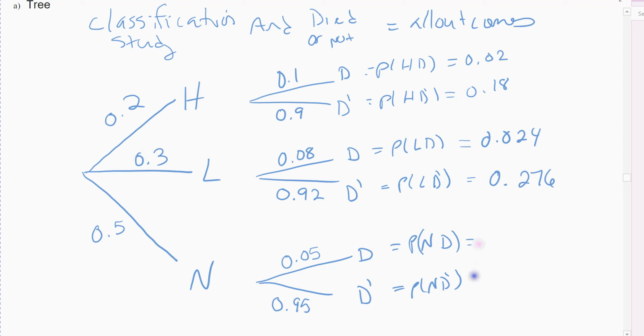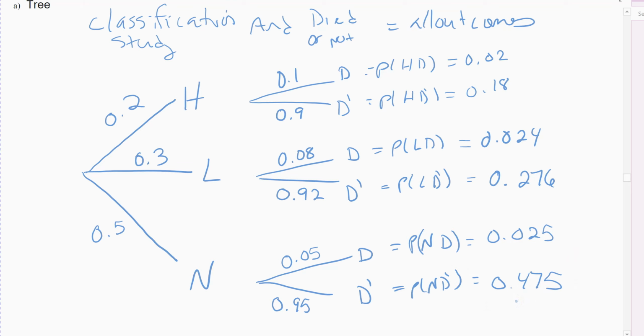All right, then the last one are those who didn't smoke. So 50% times our 0.05 would be 0.025. And then 50% times 0.95 would be 0.475. Which again, if you add that up, that's 50% of the people. Right? Classified by non-smoking. This is the number of non-smokers that died. This is the percent of non-smokers that didn't die.